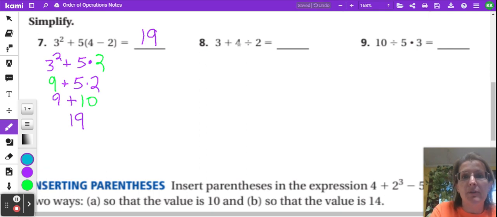Now the next one, 3 plus 4 divided by 2. And I have two operations here. Division comes before multiplication. So 4 divided by 2 is 2. This one's too easy. So 3 plus 2 will end up with 5.